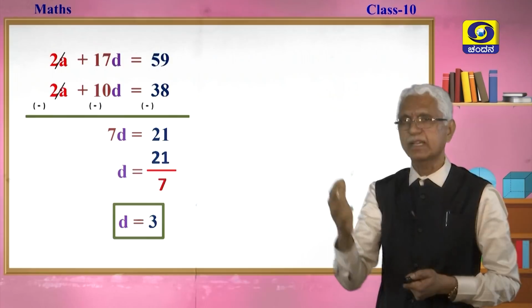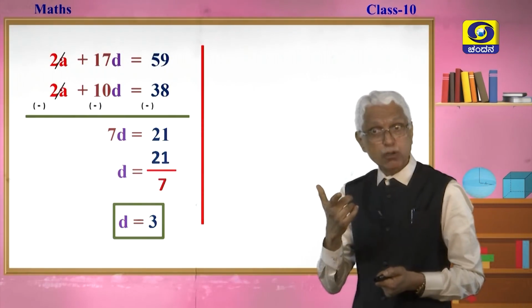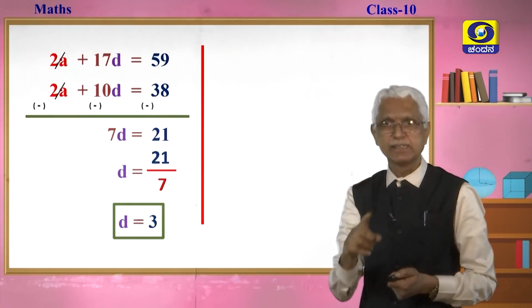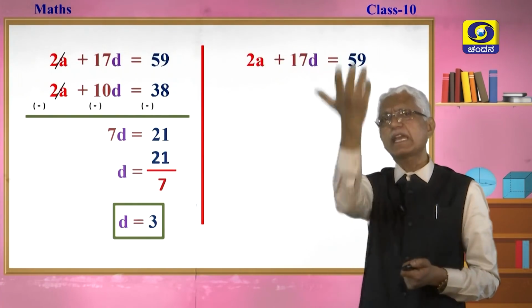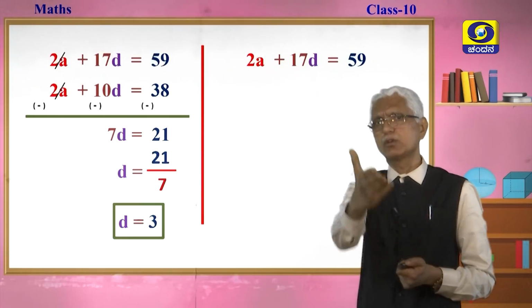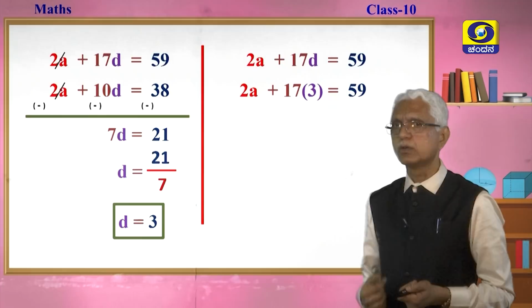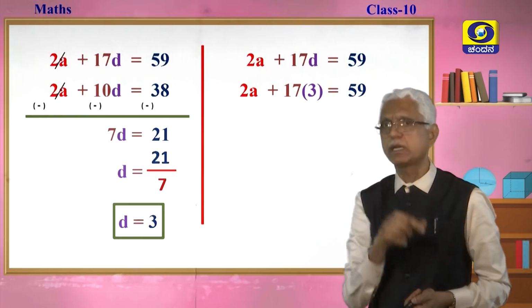Super, correct. What else do you have to find out? You have to find out the value of a. Remember. Okay. What will you do? Take any one of the equation. 2a plus 17d is equal to 59. D you know, no. What will you do? You will put it in your pocket? No, you will put it in place of d.